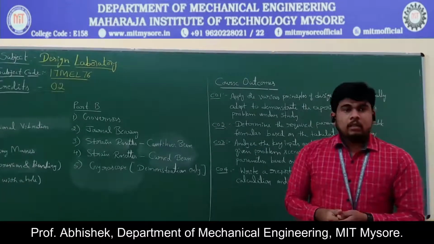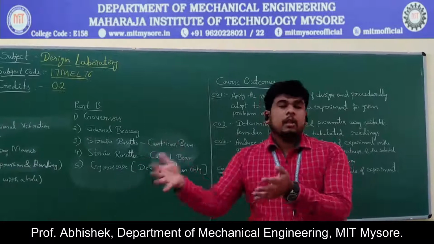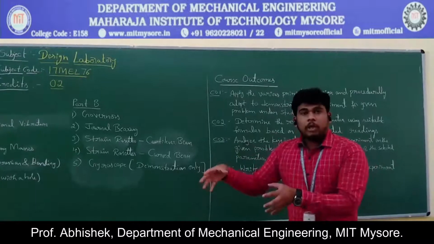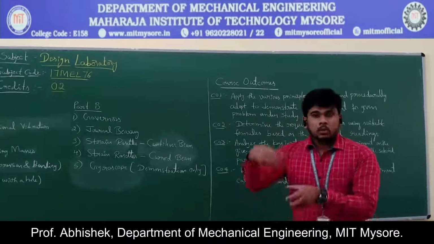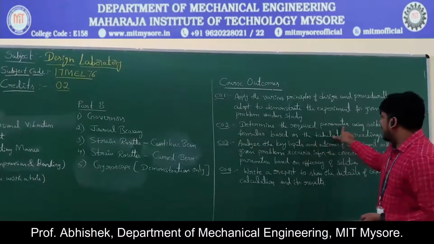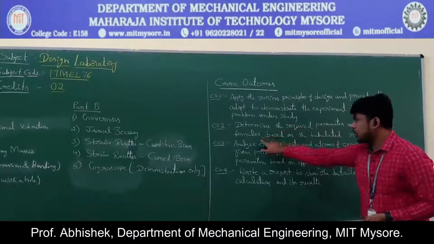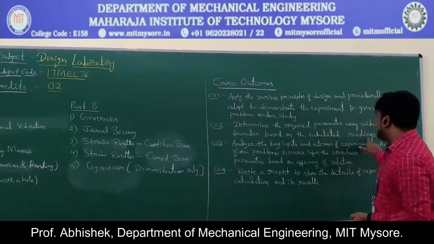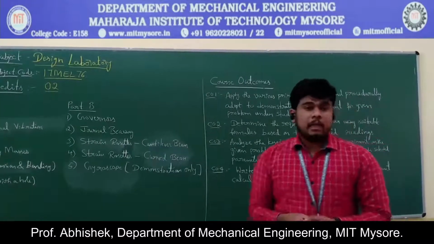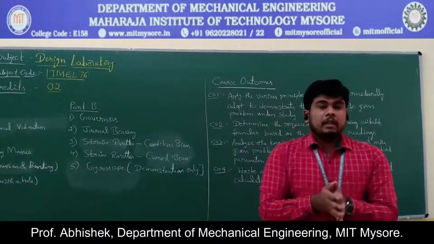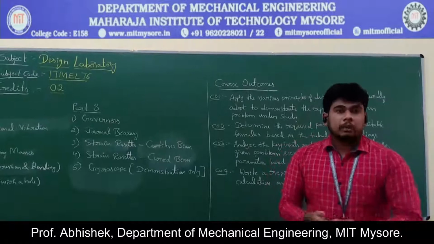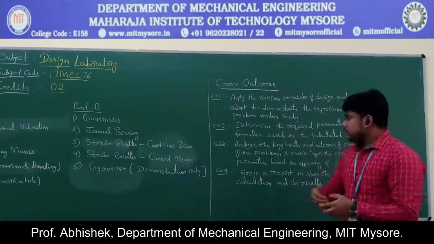I already told that we have learned the theory concepts in the design subjects. So based on those design concepts, here you are going to apply the theoretical concepts to conduct the experiment. Second, determine the required parameter using suitable formulas based on the tabulated readings, which means after conducting the experiment, you will get some values, some readings. Based on that, you are going to calculate the required parameter, what you want from that experiment, using the tabulated readings.